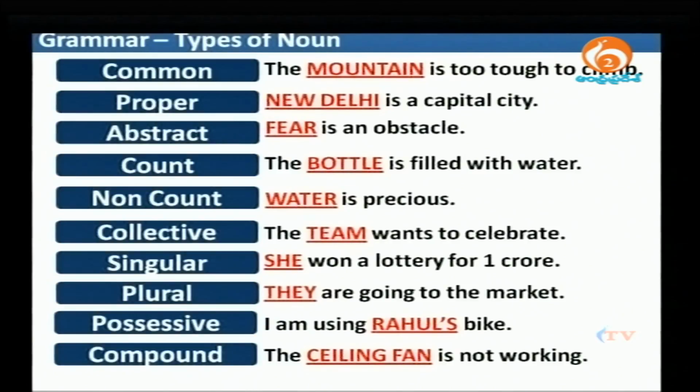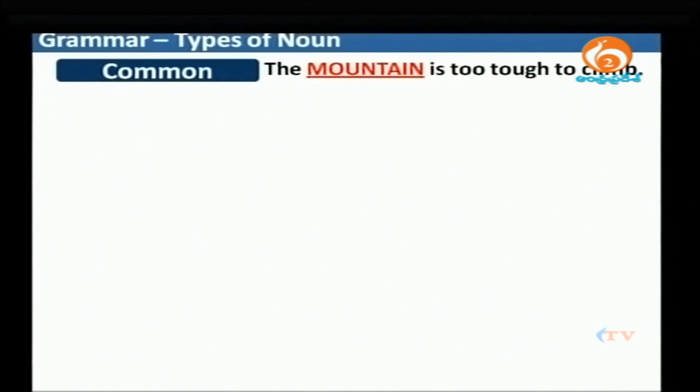Possessive, I am using Rahul's bike. Whenever you have a possessive noun, there will always be an apostrophe here. After the noun, there will be apostrophe s. Compound noun, for example, ceiling fan. What do we mean by a compound noun? These two words separately, ceiling is a different word, fan is a different word. But when we combine these two words, we get a third meaning, which is compound. For example, bus or stop is a different word, but I can put it together and say bus stop. So that's what compound noun is all about. So let's quickly look at some more examples.